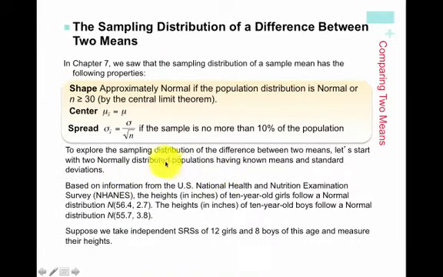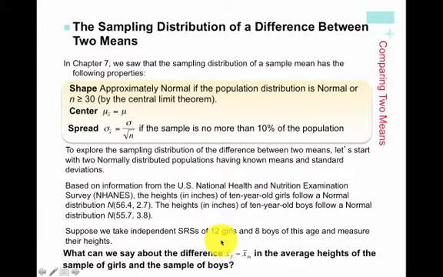We're going to look at a sampling distribution between two means, and we're going to look at data from the National Health and Nutrition Examination Survey regarding the heights of 10-year-old girls. And what we find is that those follow a normal distribution with a mean and standard deviation here. The heights of 10-year-old boys also follows a normal distribution with mean and standard deviation here. So let's suppose we take simple random samples of 12 girls and 8 boys, and we measure their heights. What can we say about the difference between the mean height of females and the mean height of males?